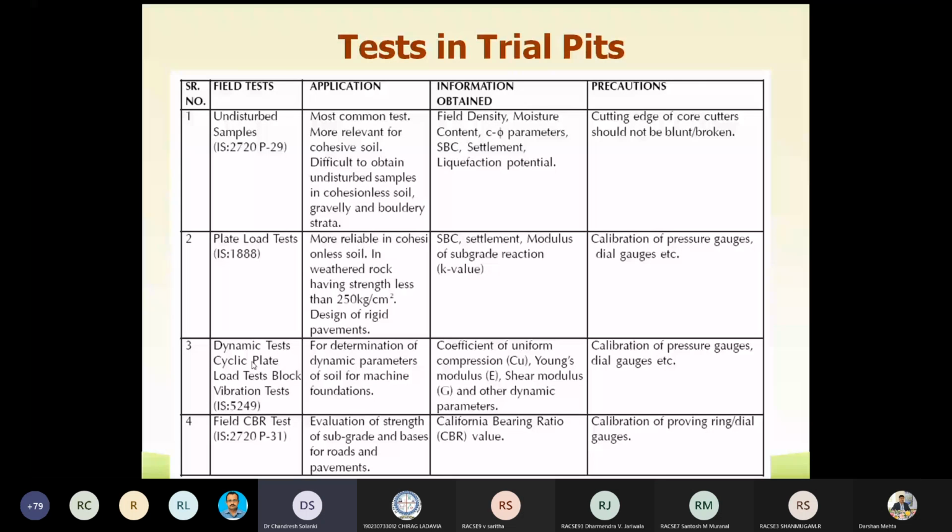coefficient of uniformity, coefficient of elastic uniform compression Cu, and the field CBR test, which gives us the value of the CBR for the pavement design. The plate load test is suitable in case of homogeneous soil conditions. However, the plate load test is not preferable in the case of non-homogeneous soil.